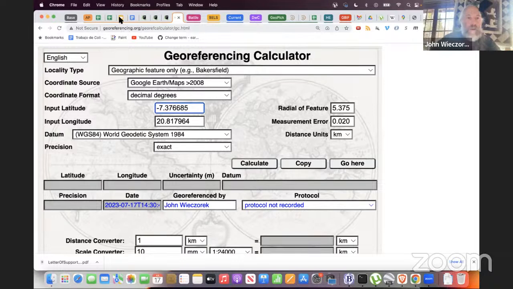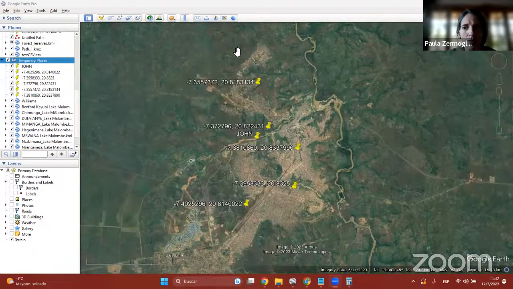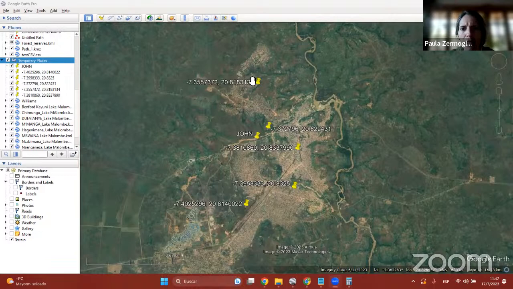Okay, I'll leave it to Paula to show what happened with my georeference. Can you see my screen there? Okay. So here is John's point, the one he just calculated with the calculator, with respect to the others that we got. It's kind of in the middle of it.